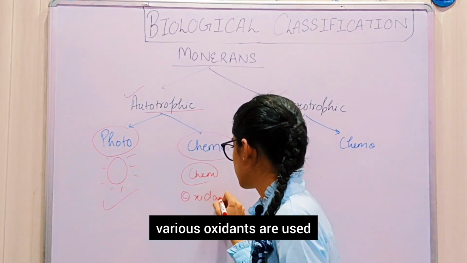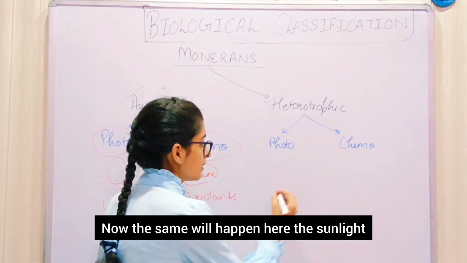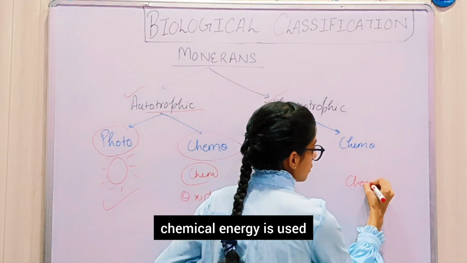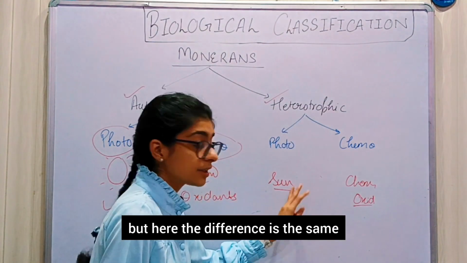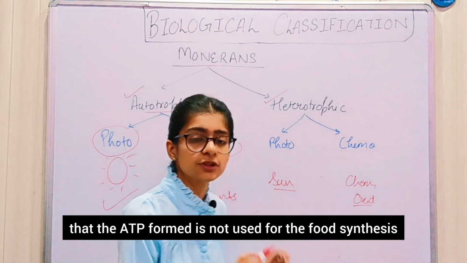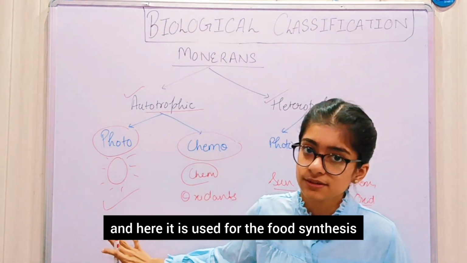Various oxidants are used. Now, the same will happen here. The sunlight is used here and the chemical energy is used, that is the oxidants. But here the difference is that the ATP formed is not used for the food synthesis, whereas here it is used for the food synthesis.